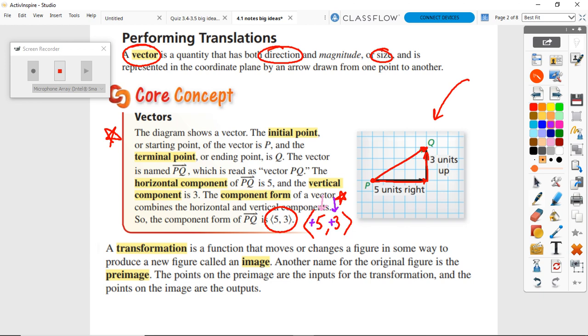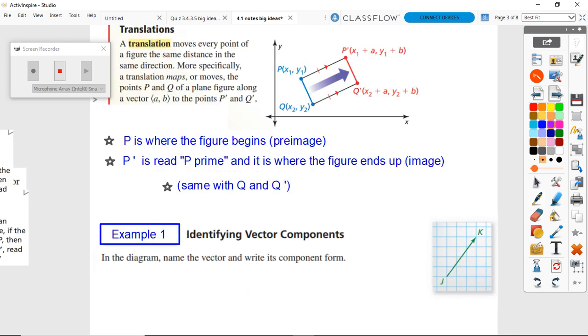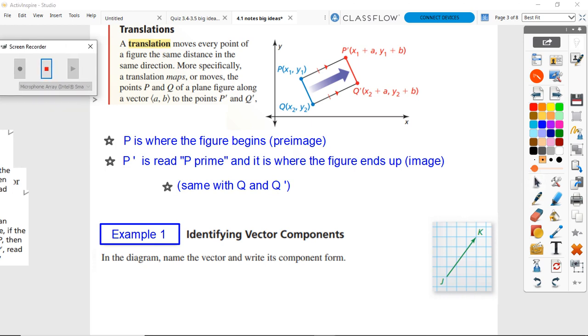Bottom paragraph here. A transformation is a function that moves or changes a figure in some way to produce a new figure called an image. And the original figure, where you started from, is called the pre-image. So a lot of vocab on this page, but you're going to see it's pretty easy once we actually start to use it. And what we have here, friends, is the book definition of a translation. It moves every point of the figure the same distance in the same direction. So that's where your vector's coming in. You're heading the same distance, the same direction.